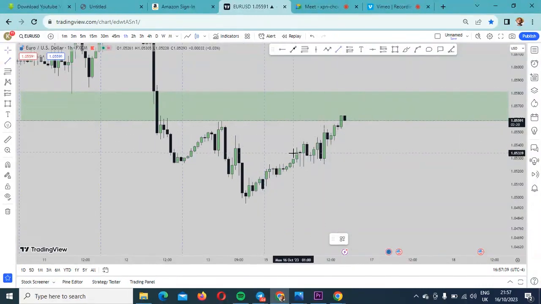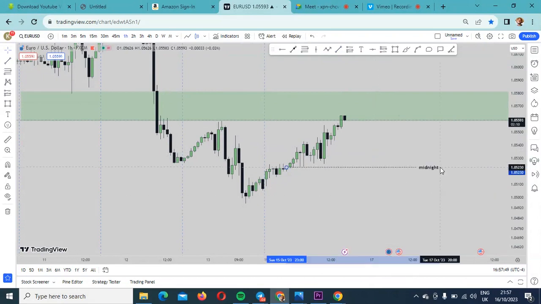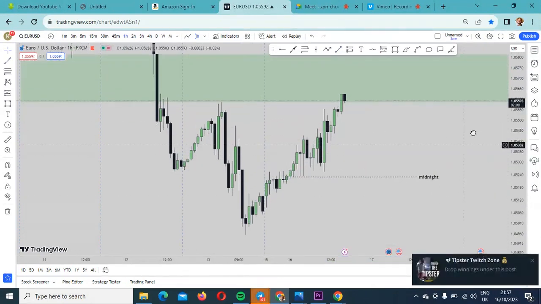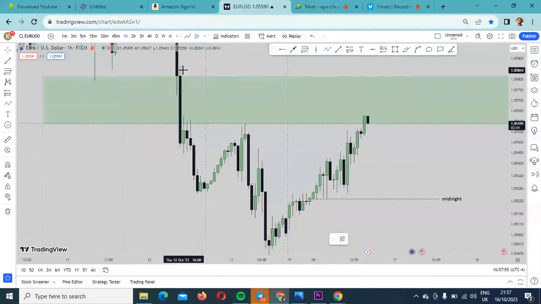Midnight, 00:00 hours. It's here. And here we go. It's midnight. So now you've delivered the midnight. Remember, what is price doing initially? Price is dropping down, lower high, price is bearish.